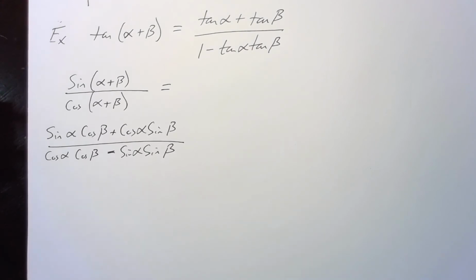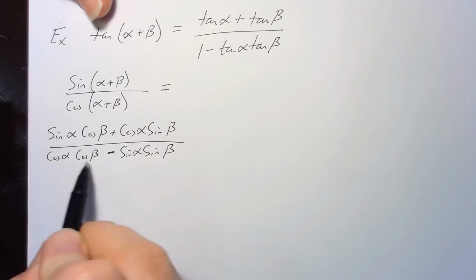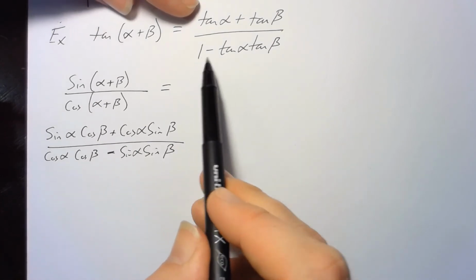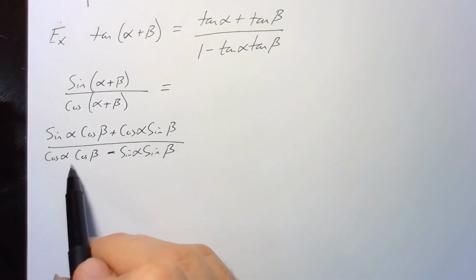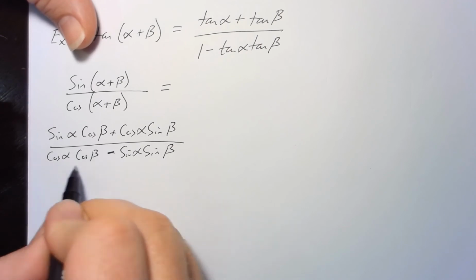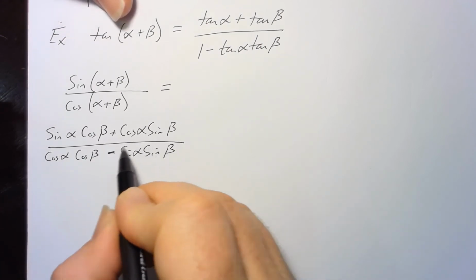Well, that means I need to divide this term by cosine of alpha, cosine of beta. If I can divide this term by the cosine of alpha, cosine of beta, keep in mind, I don't want to change the number of terms, so I don't want to add and subtract things. I want to divide or multiply. So if I divide this term by the cosine of alpha, cosine of beta, that's going to change that term to be a 1. But that means I'm going to have to divide this term by the same thing.